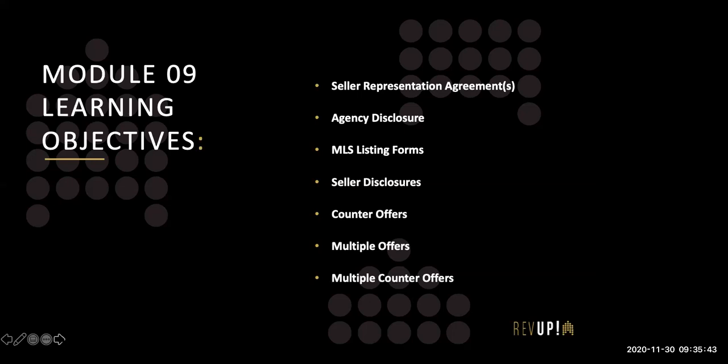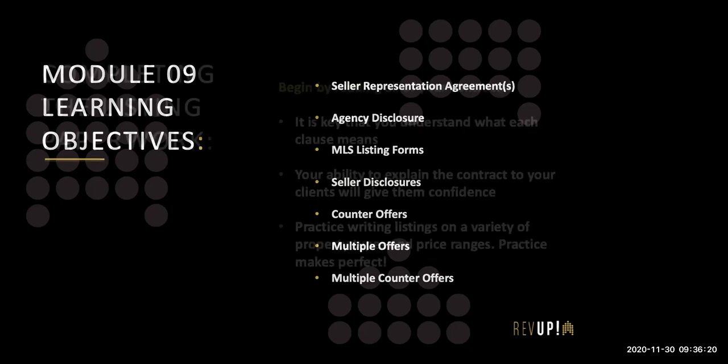Module 9. So here are the learning objectives for this morning. We're going to talk about the seller representation agreement, which we call the listing agreement. We may hit just briefly on agency disclosure, MLS listing forms. We're not going to spend a lot of time on that this morning. And seller disclosures as needed. We're not going to talk about counter offers or multiple counter offers, as we've already had this in a different session. However, if this were a standalone session, we would hit it again.